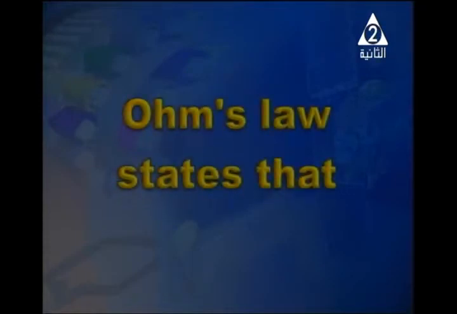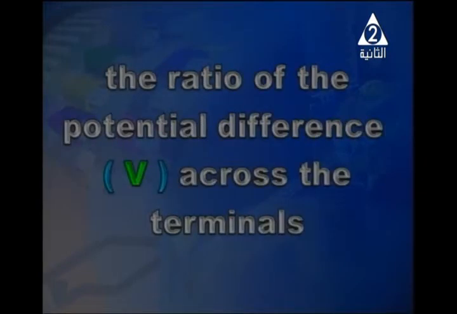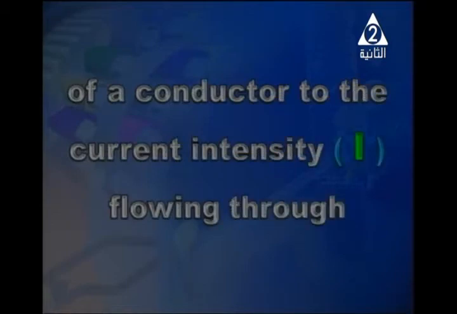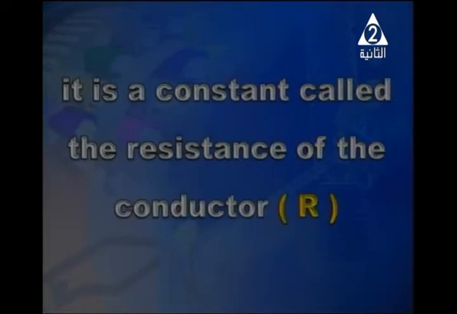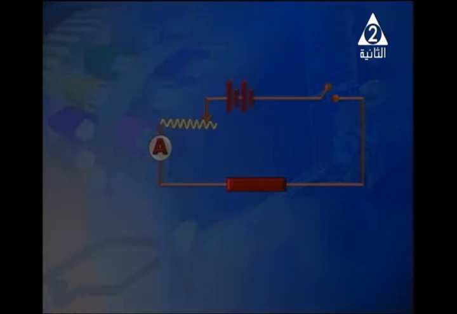This is one thing. Also, we've got another statement for Ohm's law. What about the second statement? The ratio of the potential difference across the terminals of a conductor to the current intensity flowing through it is a constant called the resistance of the conductor. And now, how to measure the resistance of an element?